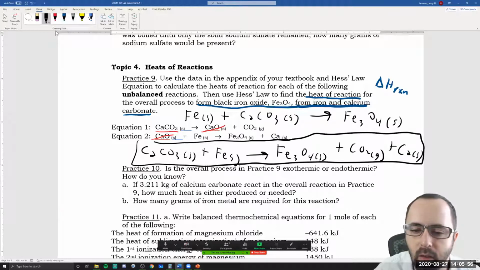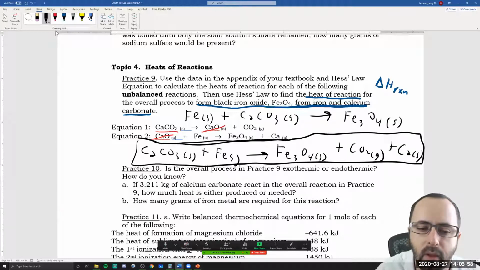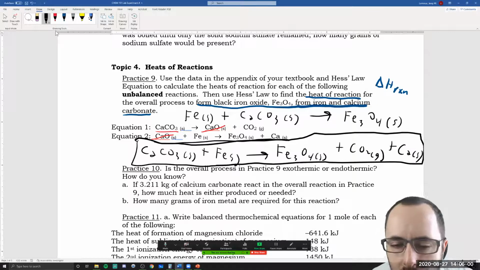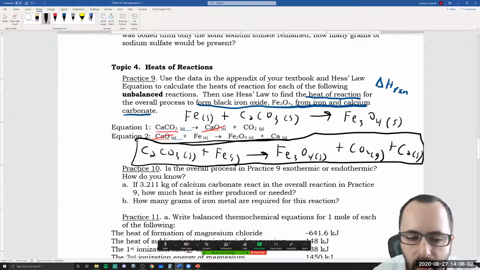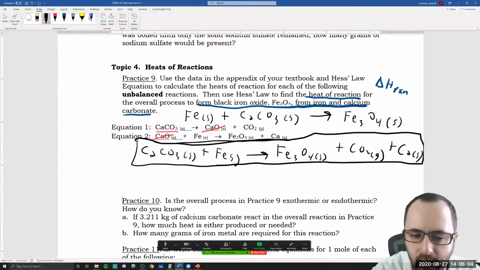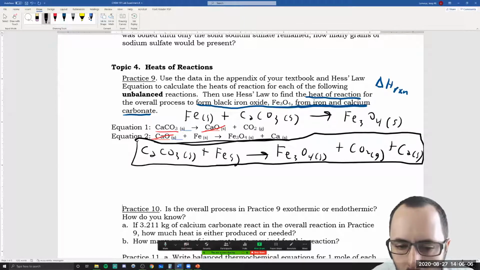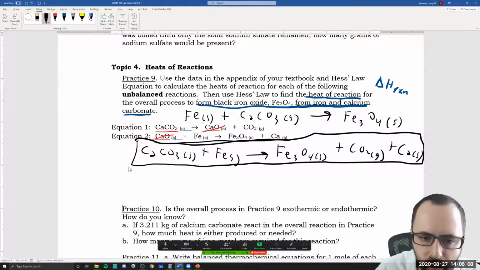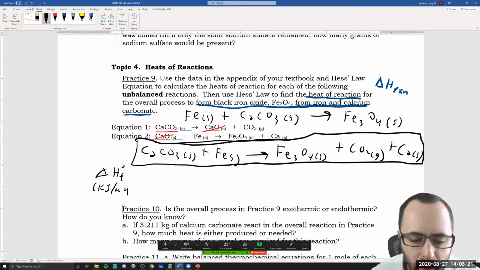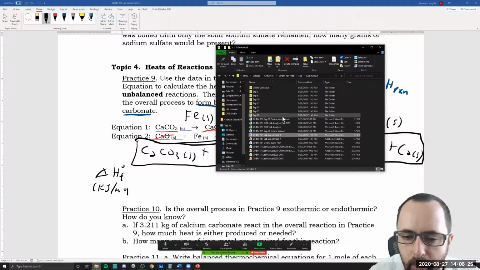And it tells us to use the appendix in our text. And so we're going to have to find delta H of formations of each of these. And these are going to be in kilojoules per mole. Okay, so let's go ahead and look at where that is in the textbook.